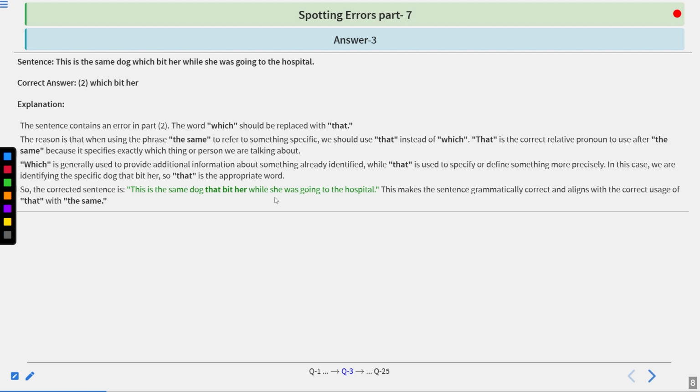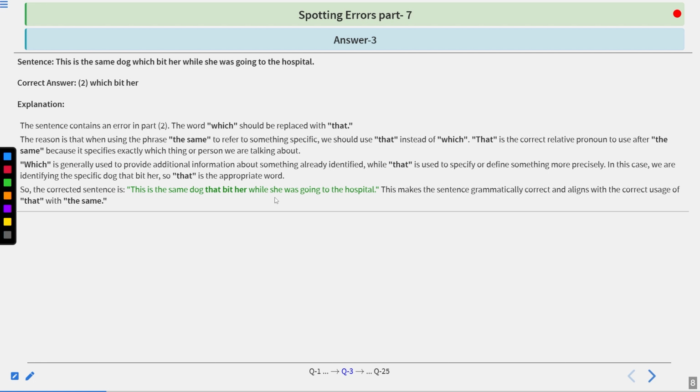The reason is that when using the phrase "the same" to refer to something specific, we should use that instead of which. That is the correct relative pronoun to use after "the same" because it specifies exactly which thing or person we are talking about. Which is generally used to provide additional information about something already identified, while that is used to specify or define something more precisely. In this case, we are identifying the specific dog that bit her. So that is the appropriate word.